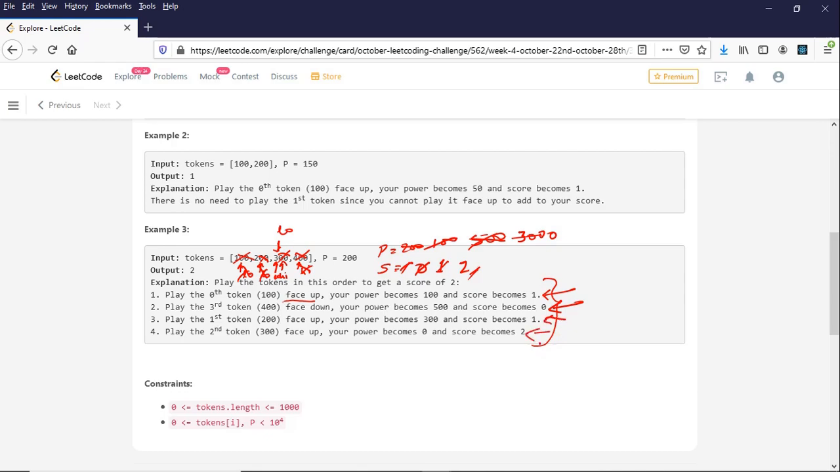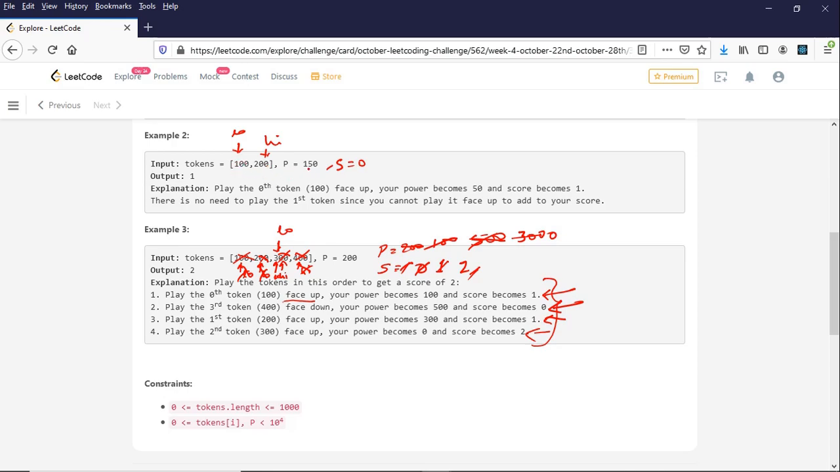So this and this step we performed. So we were able to build that logic from this example, right. Now let us see whether this logic holds true for example 2 as well. So in my example 2, my low is here, my high is here. My power is 150 and my score is initially 0.